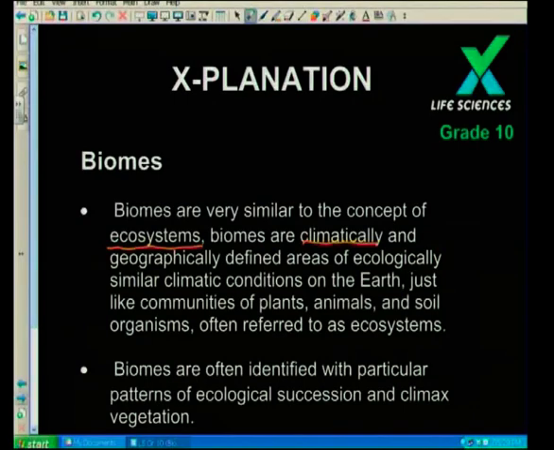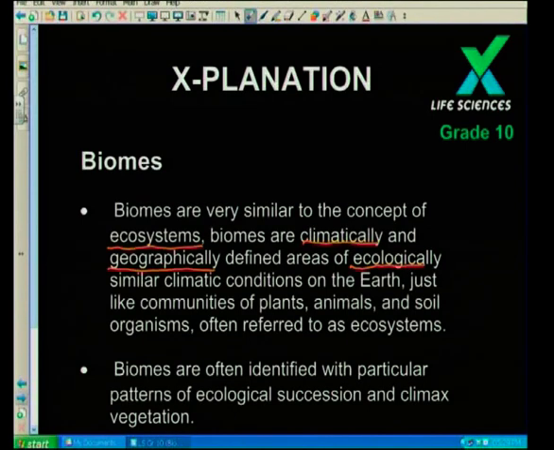Geographically defined area means that it has to do with where the biome is located on Earth. Remember, geography has to do with Earth, with ground. So where is the biome located? And ecologically similar means that there are climatic conditions on Earth that are alike. What I'm trying to say is that a biome has its specific climate. It's situated in a specific place on Earth.